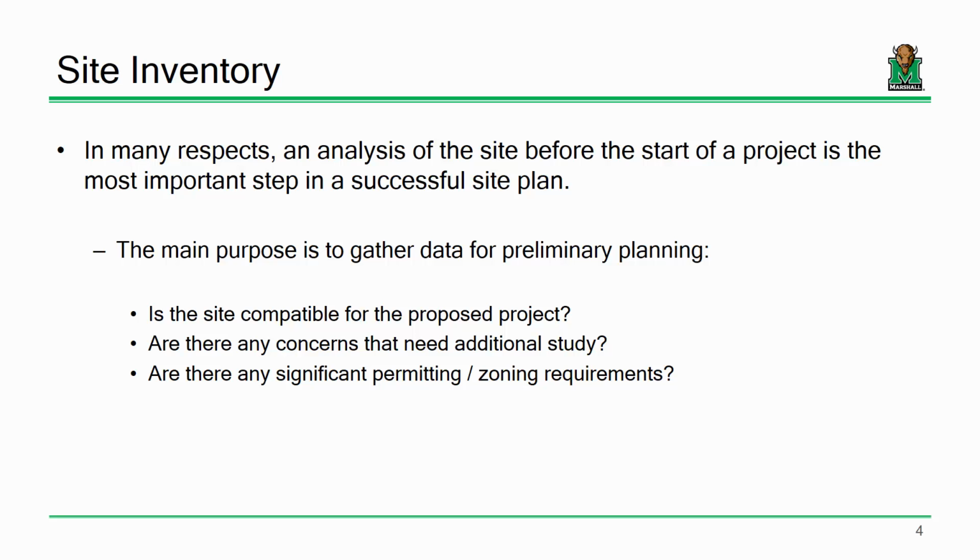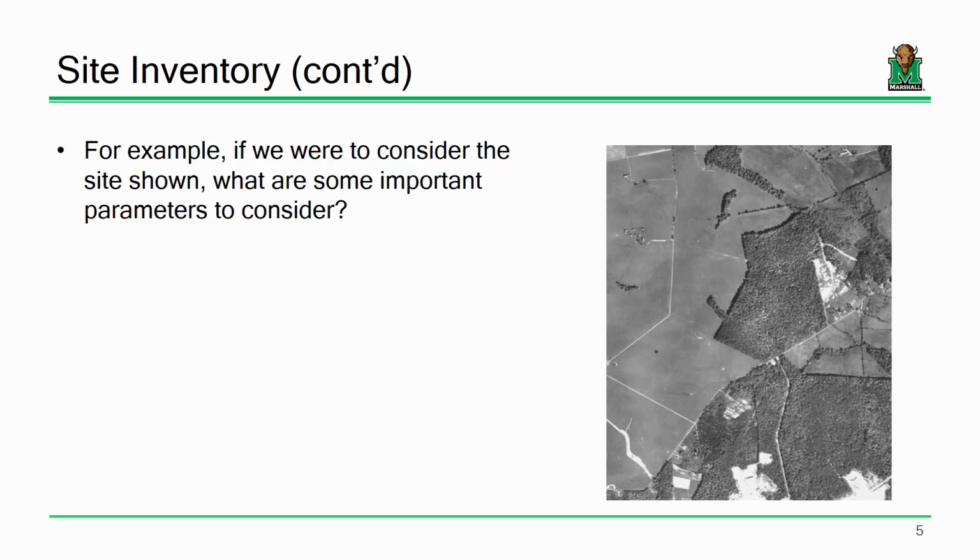The site inventory is, I guess, the best way of describing it is step 1. In other words, if I'm going to put a nuclear power plant or an elementary school or what have you on a given site, it's probably a good idea to have a clear picture of what's going on with that site. Is the site compatible for the project that's going to be placed there? Are there any concerns? Do I have any permitting requirements? Anything like that? So the easiest way to get into this is to conduct a little thought experiment.